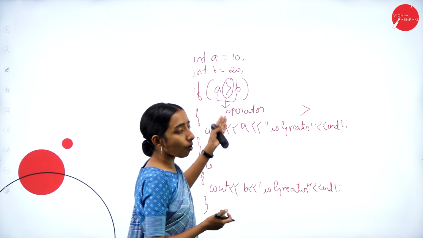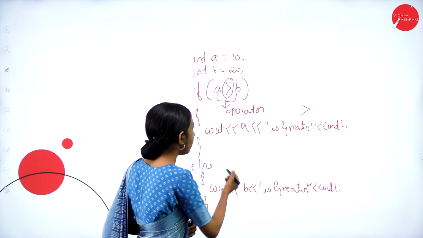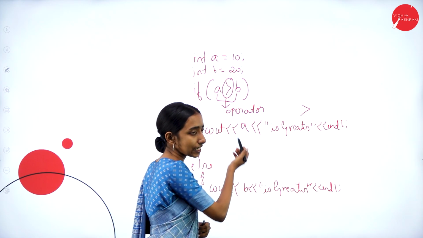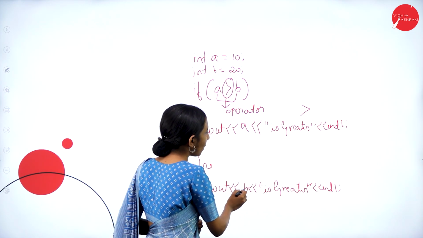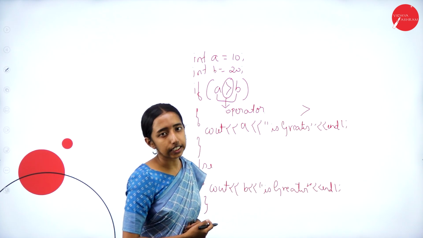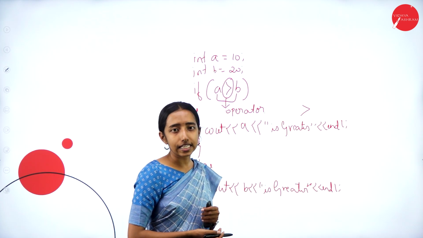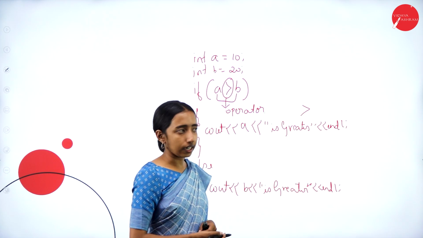We have taken two operands and an operator, and we have given two statements whether a is greater or b is greater. In the output we are going to get that 20 is greater, that is, b is greater. So this was the example of the relational operator.